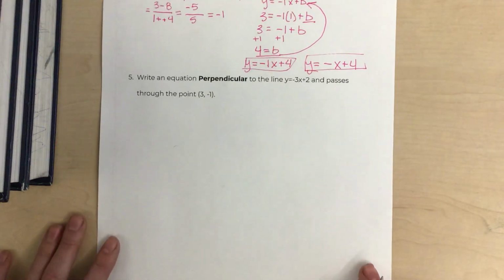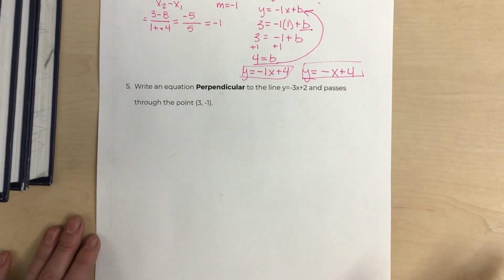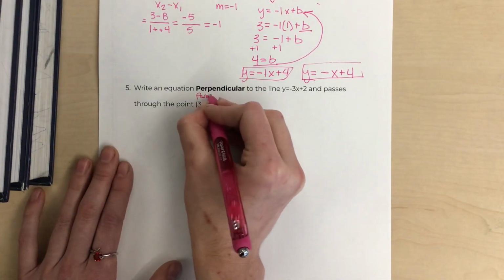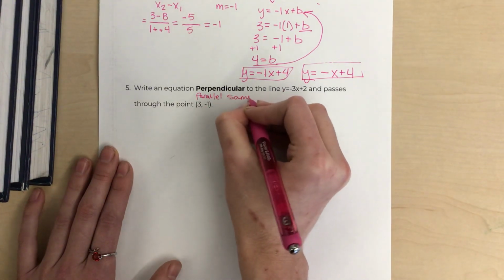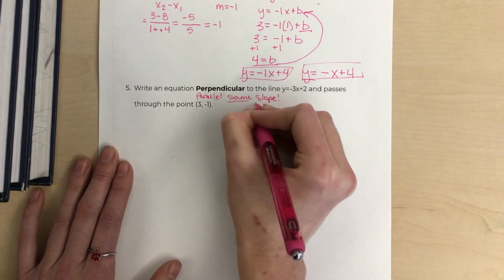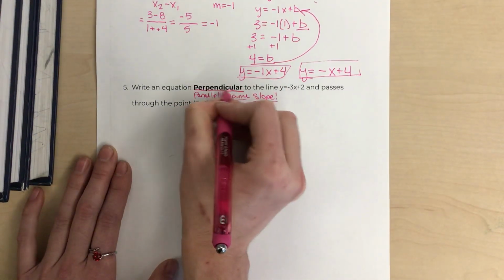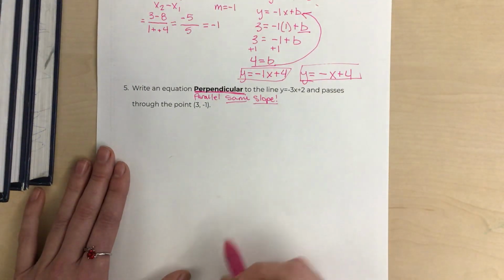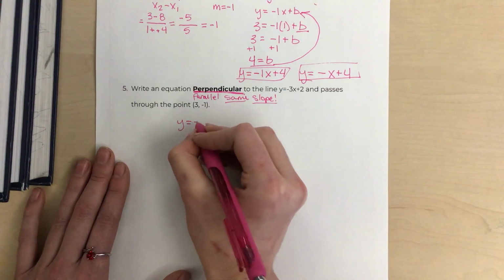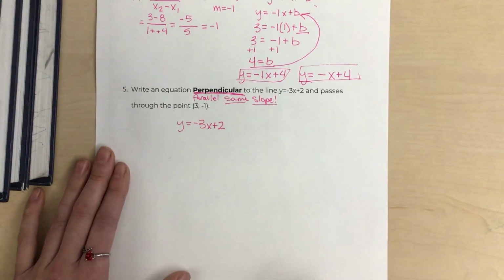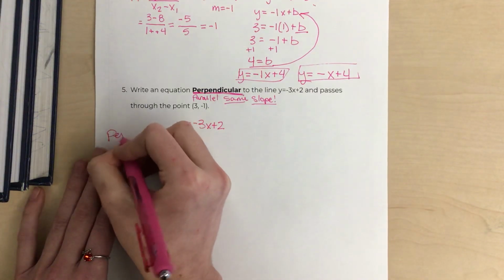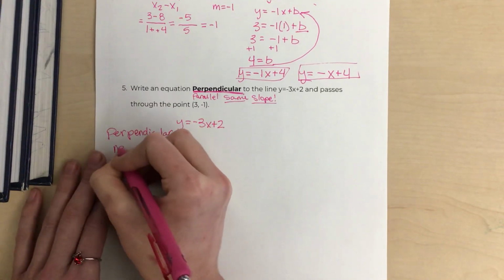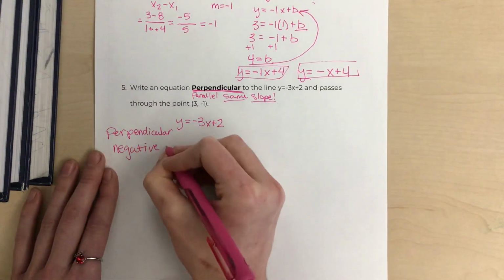For your final problem, you'll be given an equation and asked to write an equation that is either parallel or perpendicular. Remember, parallel lines have the same slope. However, when we think of perpendicular lines, they're not the same. They're in fact the exact opposite of what we're given. So in this case, we have y equals -3x plus 2. And if I want it to be perpendicular, that means that I'm going to take the negative reciprocal.